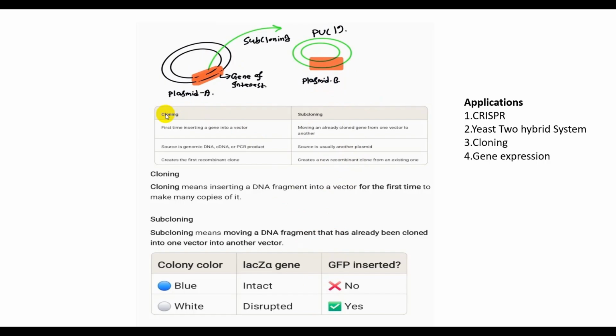So here I have given some differentiation between these two. Cloning is the first time inserting a gene into a vector, and subcloning means moving an already cloned gene from one vector to another. So you can read this. I have also given the definition here, and in case of applications, why would we use this cloning?